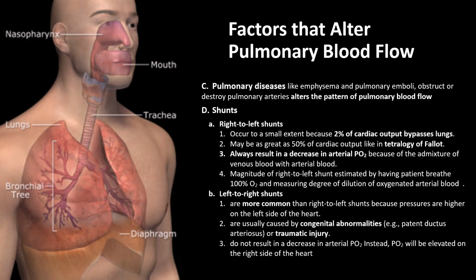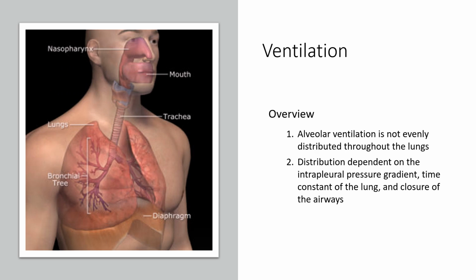Next are left to right shunts, which are more common than right to left shunts because pressures are higher on the left side of the heart. They are usually caused by congenital anomalies like patent ductus arteriosus or traumatic injury. They do not result in a decrease in arterial PO2. Instead, PO2 will be elevated on the right side of the heart because there has been admixture of arterial blood with venous blood. We will now discuss ventilation.